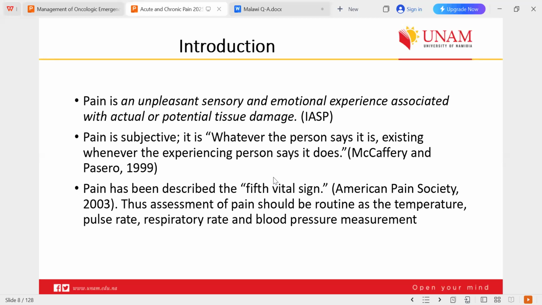Pain has also been described as a fifth vital sign as far back as more than two decades ago by the American Pain Society. What this means is that assessment of pain should be routine, just like temperature, pulse rate, respiratory rate, and blood pressure measurement. So our nurses should be involved in monitoring and documenting pain as a vital sign.